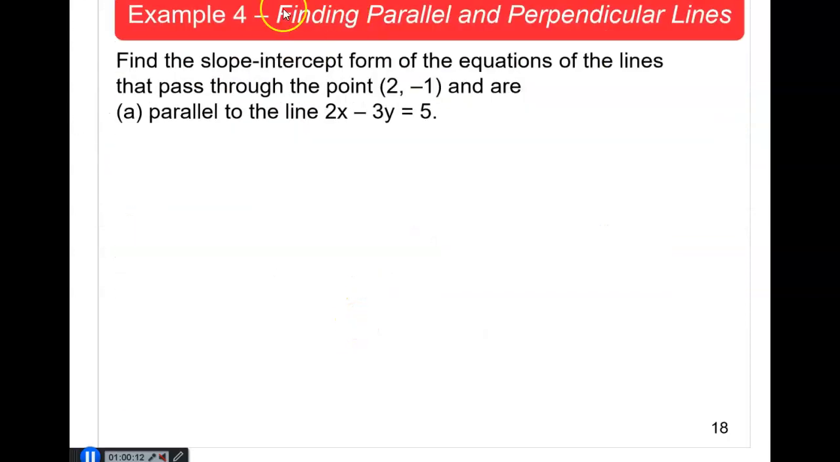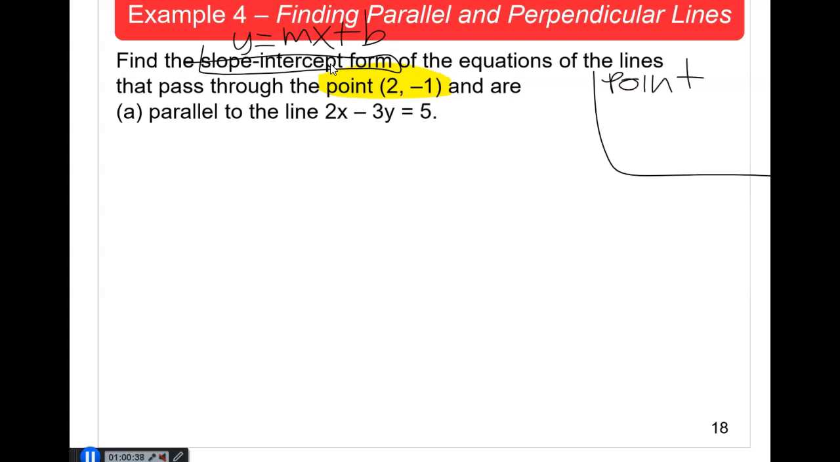So here we're going to be finding parallel and perpendicular lines. We have to find the slope intercept form, remember, that is y equals mx plus b, of the equations of the lines that pass through the point (2, -1). That point is going to be very important. And remember, that's going to be representing x sub 1, y sub 1.